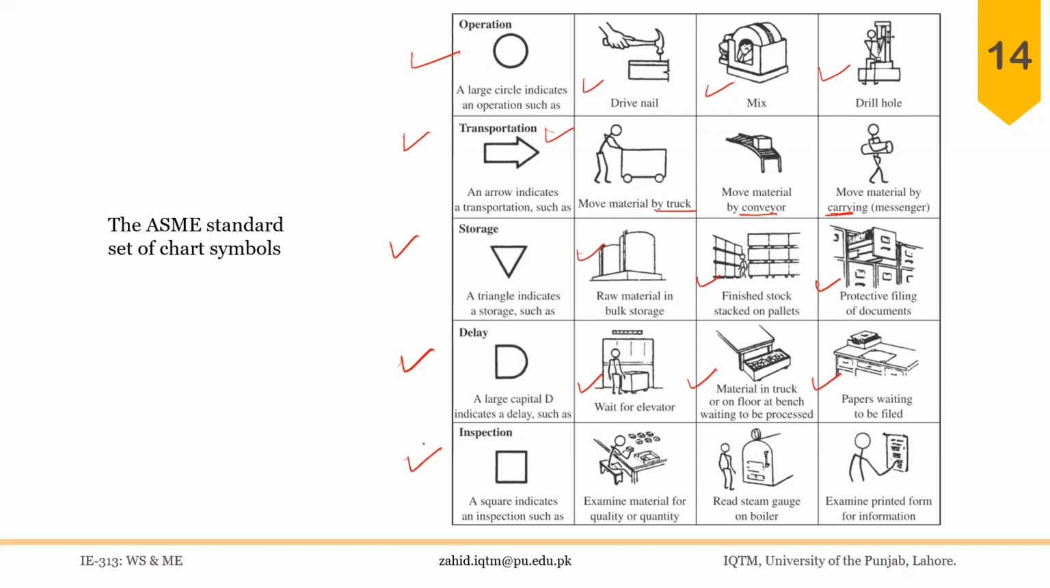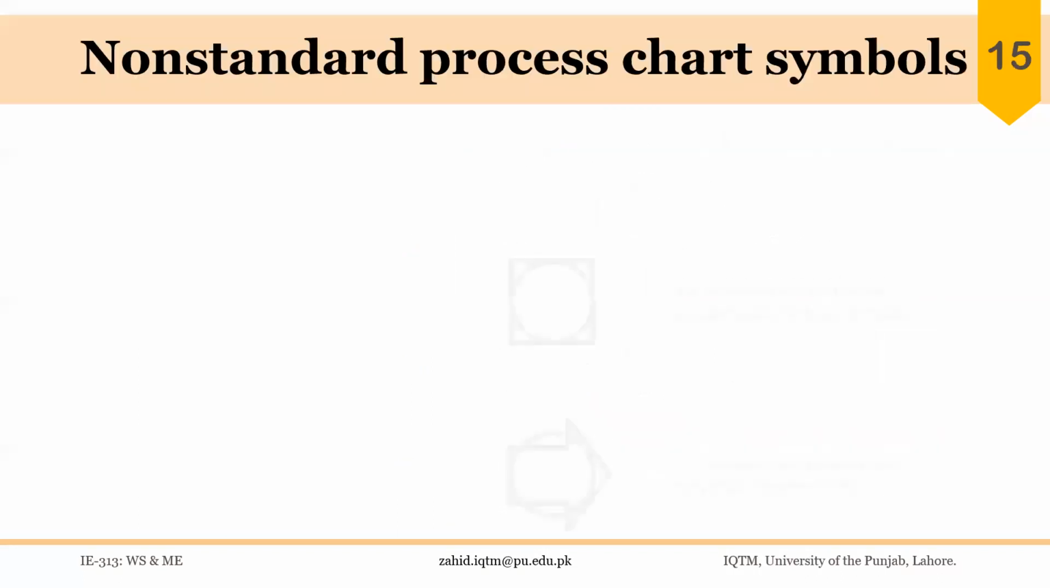And finally, we have inspection. A square indicates an inspection such as examining material for quality or quantity, reading steam gauge on boiler, or examining printed form for information. So the method of inspection can vary, but a square is used to indicate inspection.